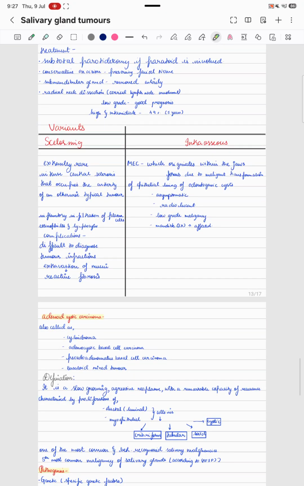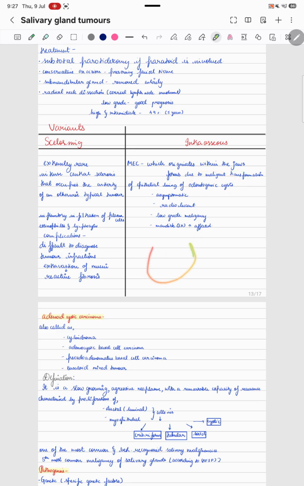Okay, then coming to the variants. So mucoepidermoid has two major variants, that is sclerosing and intraosseous. Intraosseous is something which originates within the jaws. So intraosseous is kind of in the bone. Okay, it is within the jaw bones, which forms due to malignant transformation of epithelial lining of odontogenic cyst.